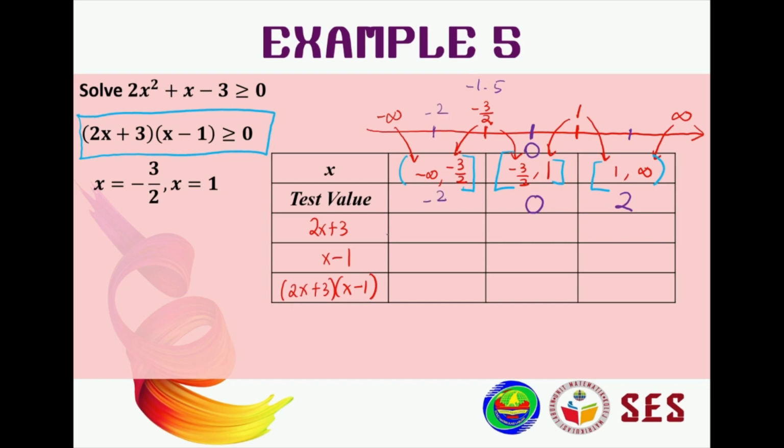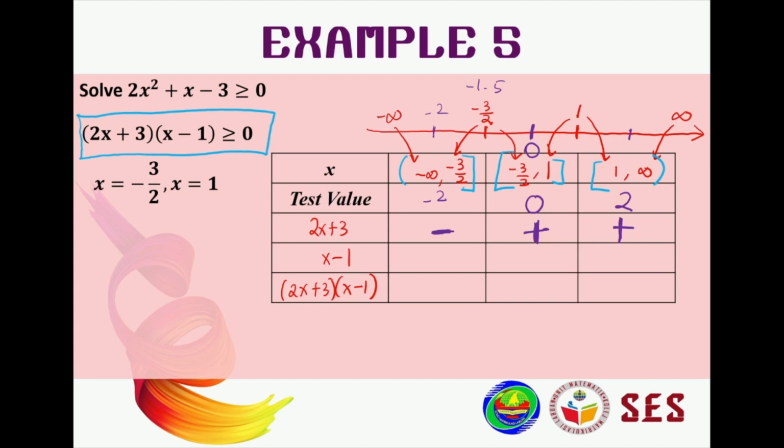So if we substitute negative 2, 0 and positive 2 into x plus 3, we will get a negative number. If you don't believe me, you can calculate by yourself. If we put 0 into x plus 3, 2 multiply 0 is 0, 0 plus 3 is 3, 3 is a positive number. What about 2? 2 times 2 is 4. 4 plus 3 is 7. 7 is a positive number.